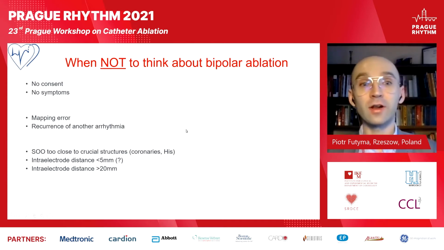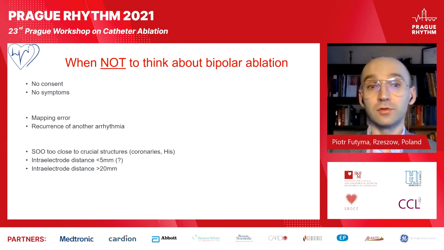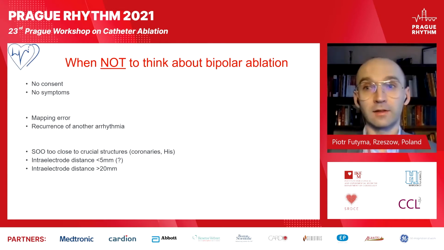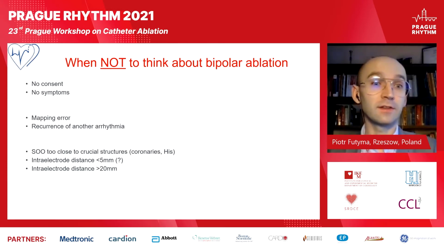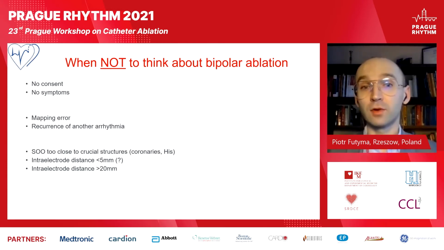When there is an interelectrode distance below 5 millimeters, we should be careful because current density, even at lower powers, can be so high in the tissue that it can result in some kind of complication. When there is an interelectrode distance above 20 millimeters, I think that we can be out of range of bipolar ablation when we have such an interelectrode distance.